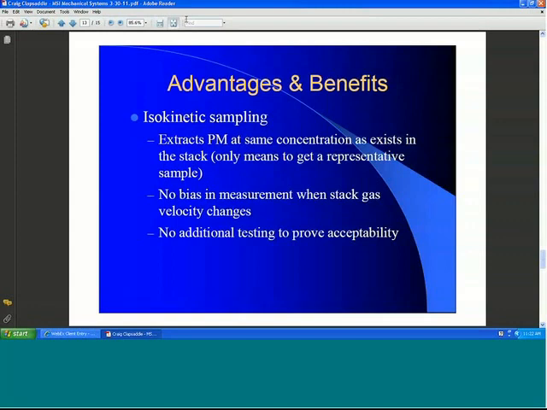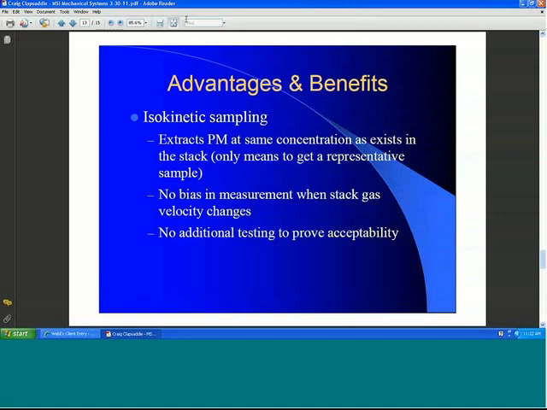As I mentioned earlier, the BetaGuard does sample isokinetically. That means that it extracts particulate at the same concentration that exists in the stack. Isokinetic sampling is the only means to extract a representative sample out of the flowing flue gas stream. Because it does isokinetic sampling, there's no bias in the measurement when the stack gas velocity changes, and there's no additional testing to prove acceptability.